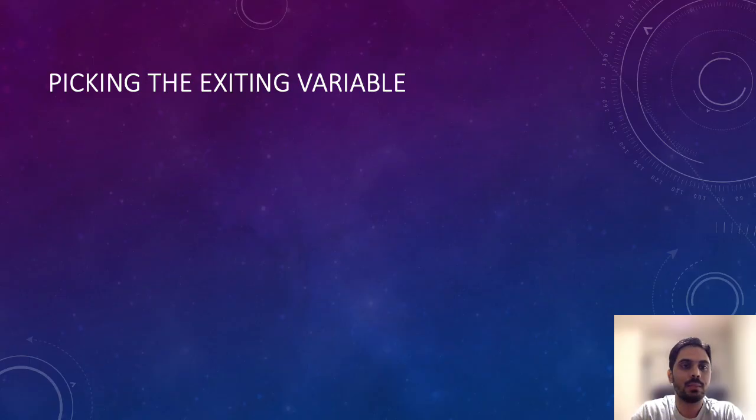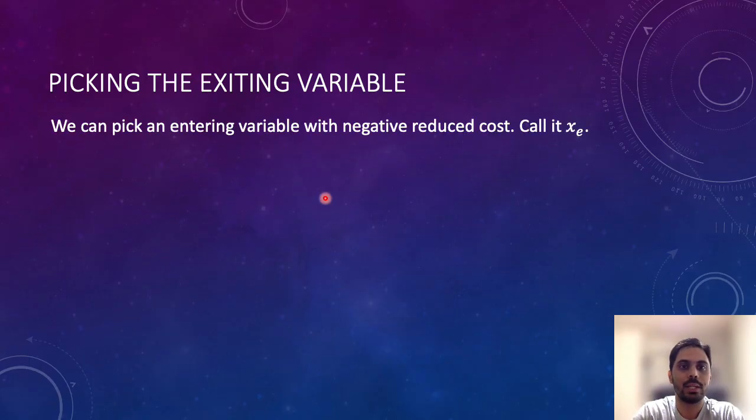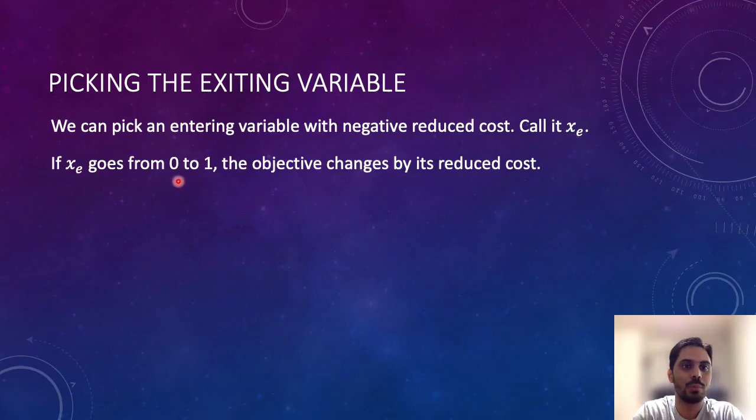So we can first pick an entering variable with a negative reduced cost. Let's call it xe. I mean, e is also used for exiting and entering, which is kind of confusing, so let's remember that here e is for the entering variable, not the exiting variable. xe is basically our non-basic variable. It has some reduced cost, and if xe goes from 0 to 1, then the objective is going to change by its reduced cost.